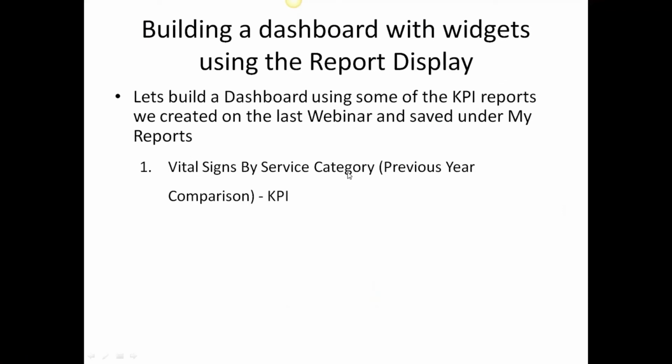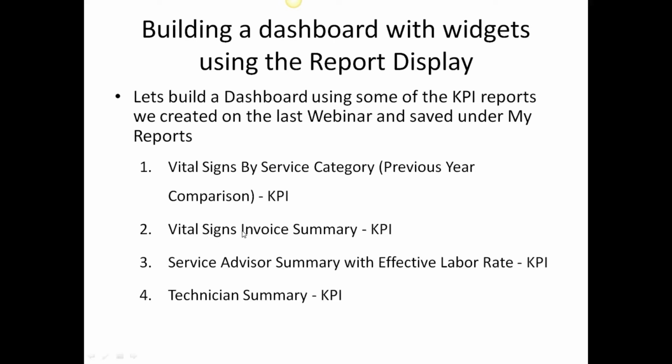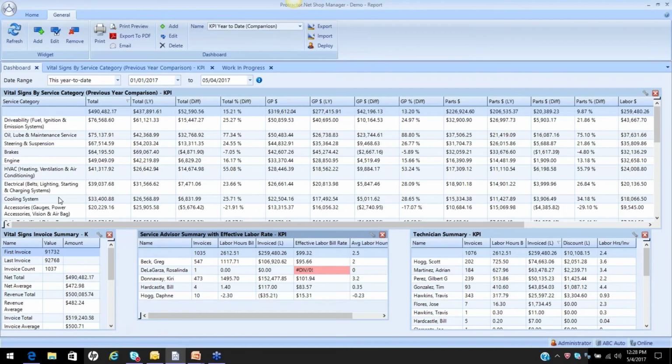So essentially what we did, guys, is we started out building a dashboard. We brought in some reports that we did last time, and I'm going to show you, you don't have to bring these from your customized reports. I'm going to show you that here in a little bit. We added to that the vital signs invoice summary, key performance indicators, the service advisor summary, along with the effective labor rate, and the technician summary. So there's a pretty nice report, I think, that you guys can use. And like I say, key performance indicators, you can look at this report anytime you want, and you're getting the detailed information.